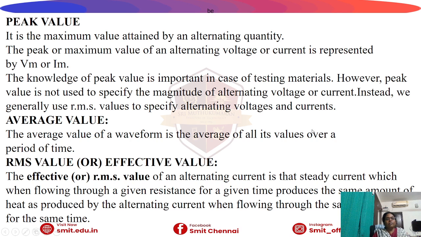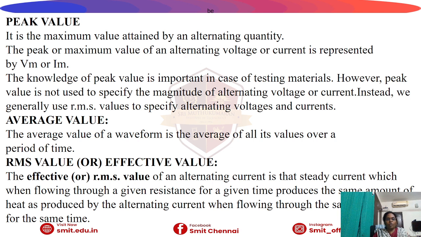Peak value. It is the maximum value attained by an alternating quantity. The peak or maximum value of an alternating voltage or current is represented by V max or I max. The knowledge of peak value is important in the case of testing materials. However, the peak value is not used to specify the magnitude of an alternating voltage or current. Instead, we generally use the RMS value. Then average value. The average value of a waveform is the average of all of its values over a period of time.